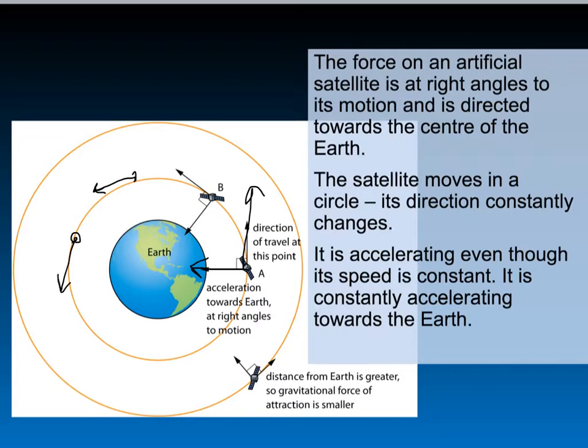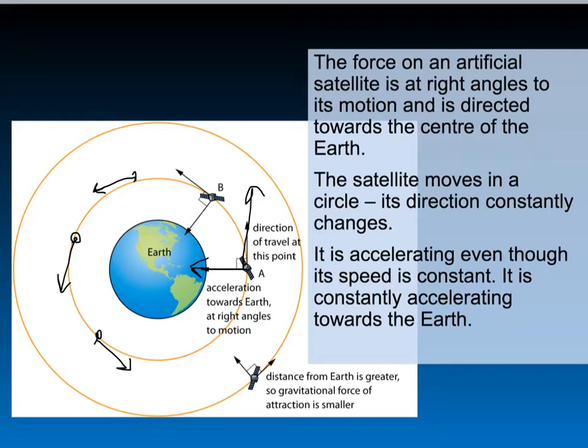So as we said before, as the satellite is moving around here, its direction is always changing. Its speed can be constant, but because its direction's changed, its velocity's changed. Okay, the satellite is always continually accelerating towards the Earth. Because of that, it is always being pulled towards the Earth. It's able to stay in orbit because of its motion, how it's moving so fast.